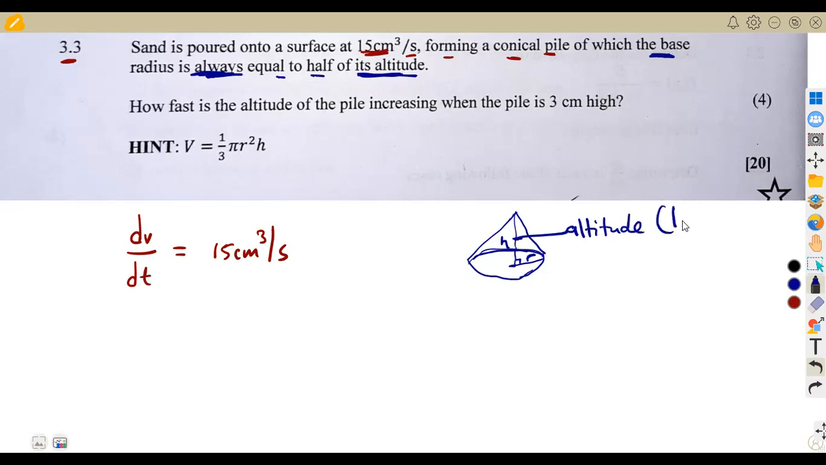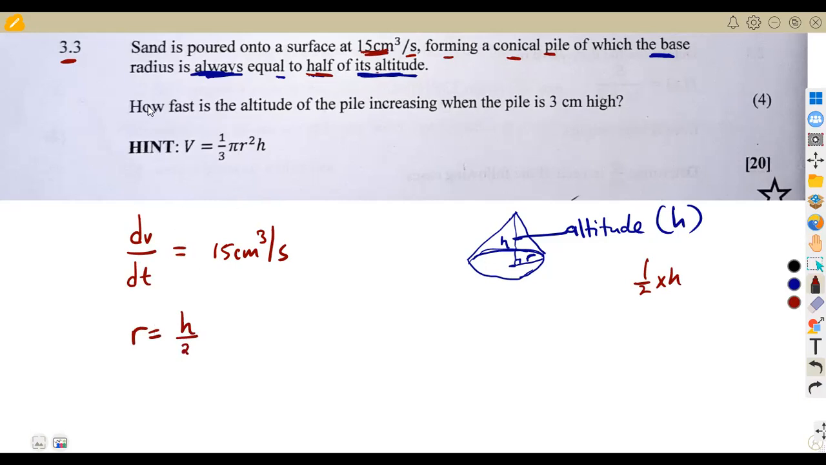We are representing the height. So in this statement, they are saying that in every condition that is going to happen, the base radius, which is our r, is always going to be equal to half of the altitude. So that is half of h, which is going to be h over 2. So always r is equal to h over 2. That is what we're given.